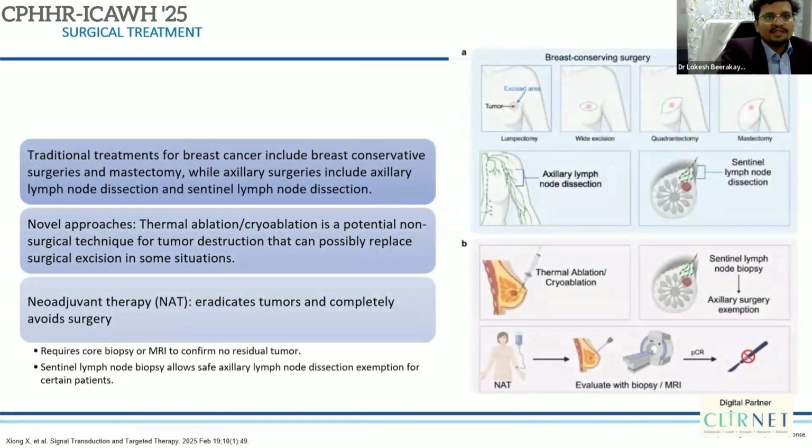Traditional treatment for breast cancer includes breast conservative surgeries and mastectomy, while the axillary surgeries include axillary lymph node dissection as well as sentinel lymph node dissection. There are various novel approaches like thermal ablation and cryoablation, which we are also doing in certain patients. And there is also neoadjuvant therapy, which eradicates the tumor and completely avoids surgery.